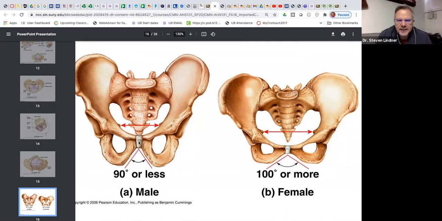Well, if you form an imaginary line where the pubic symphysis is, this looks like a champagne glass. This looks like a margarita or a wine glass, right? So one is wider, one has a smaller angle here. With the wider angle, think of a baby being able to pass through here. That's the female. The shorter angle, 90 degrees or less, that's the male. 100 degrees or more, that is the female pelvis.